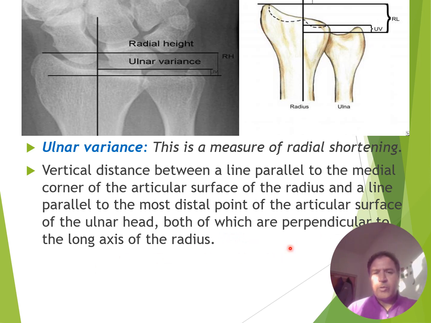So now you know what ulnar variance is. This is the ulnar variance, and this is radial height. This is radial height. So this is ulnar variance. Okay.